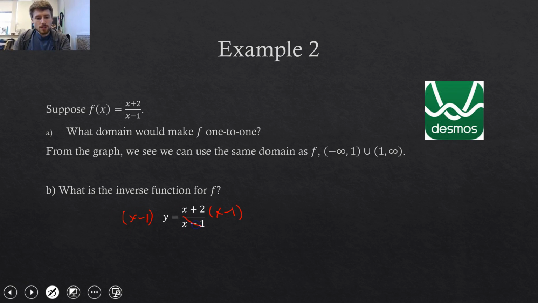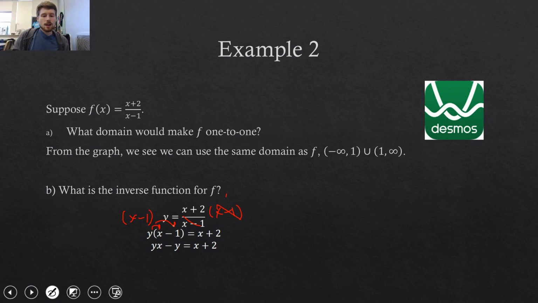That will get rid of our denominator on the right and put x minus 1 onto the left side with the y. Okay, so now we have y times x minus 1 equal to x plus 2. Again, our goal is to get x by itself. If I divide by x minus 1, I just go back to where I started. So let's go ahead and distribute that y through. So we get yx minus y equals x plus 2.